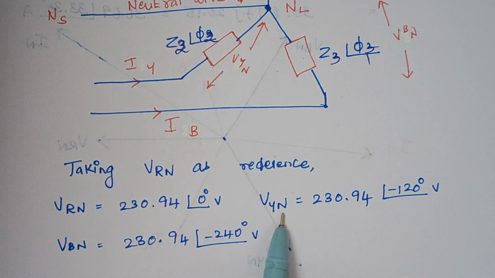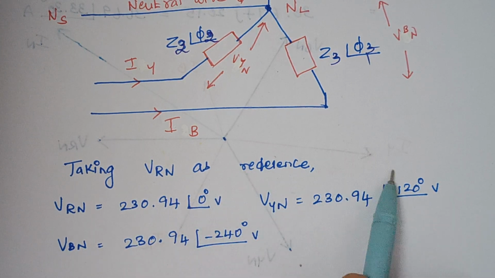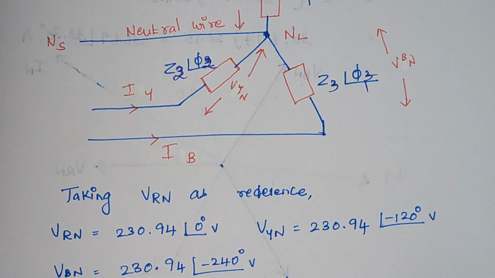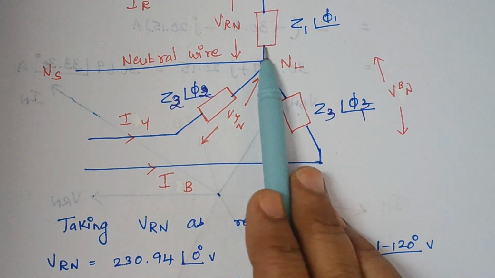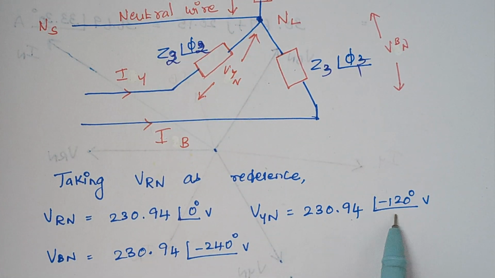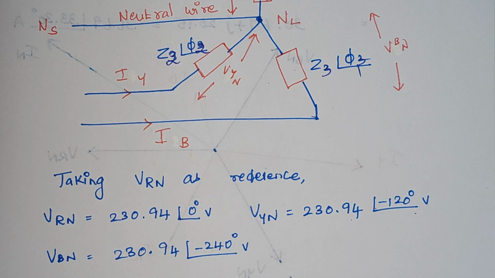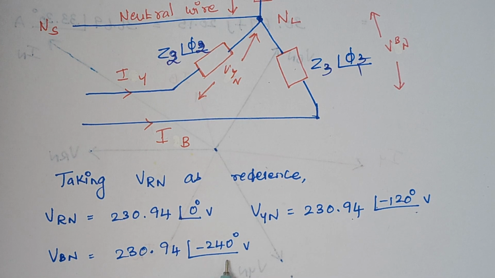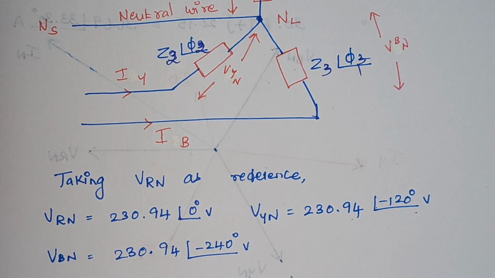So VYN is, again, that is all the three wires, right? RYB are displaced individually by an angle of 120 degrees. Therefore here 230.94 with minus 120 and finally VBN is 230.94 with an angle of minus 240, right?